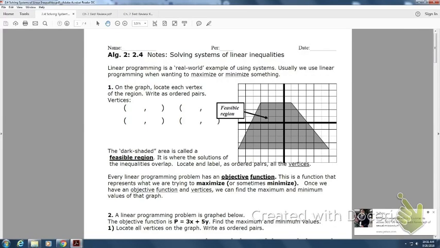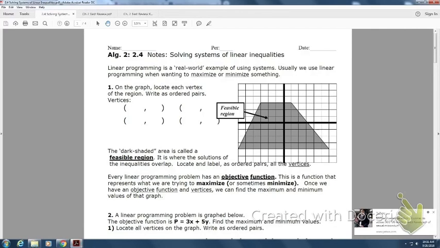It says linear programming. A lot of times, whenever we use real world problems, it's called linear programming. I prefer, but it's the same idea as solving systems of linear inequalities. Usually we will use linear programming when wanting to maximize or minimize something. We'll talk about how to do that.